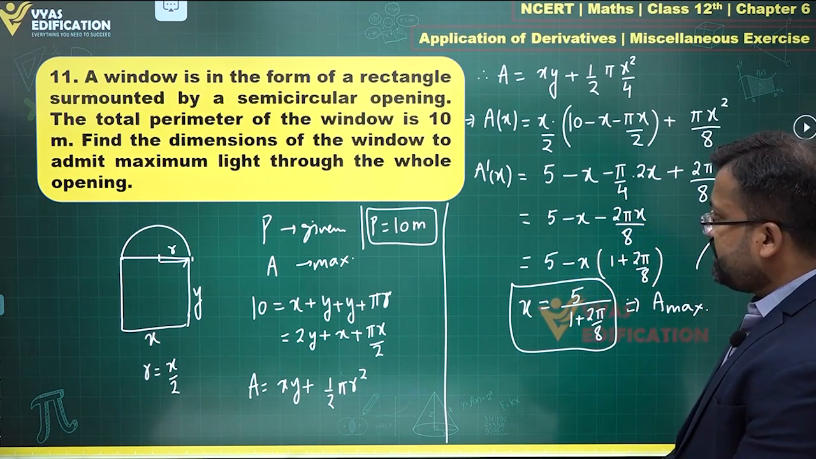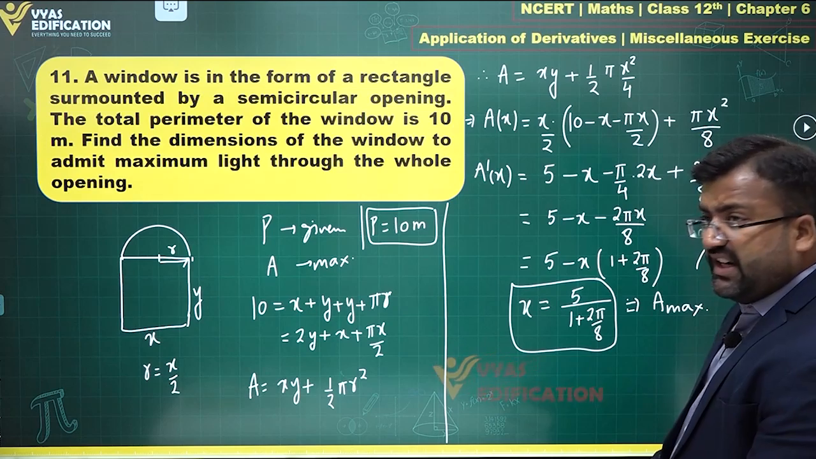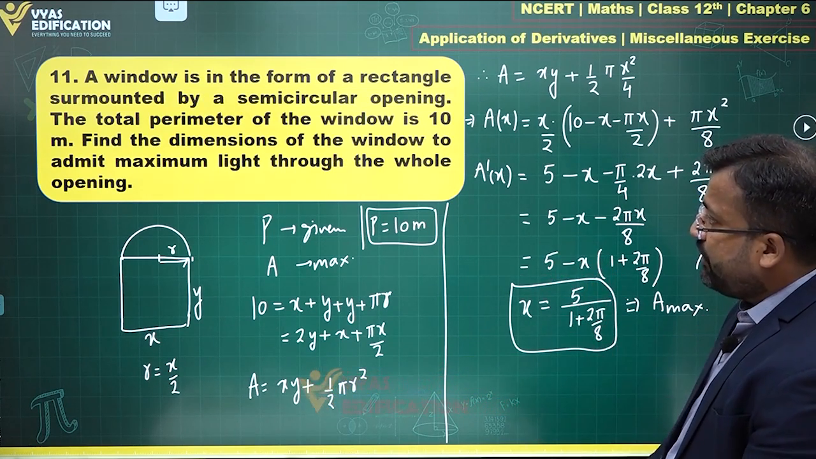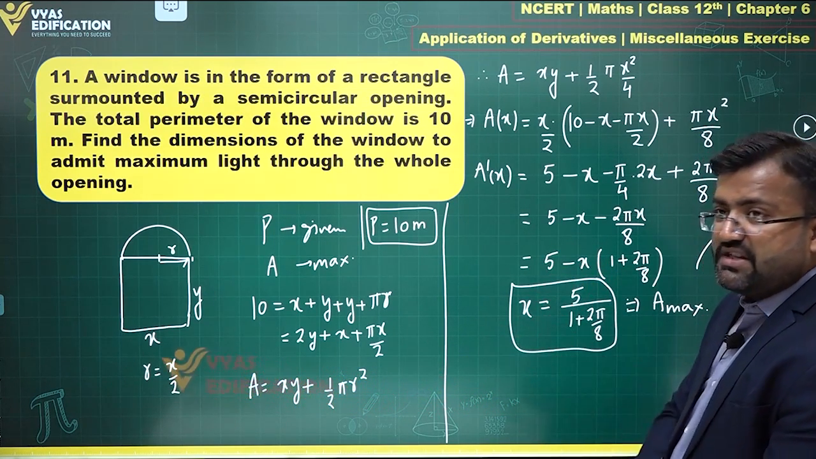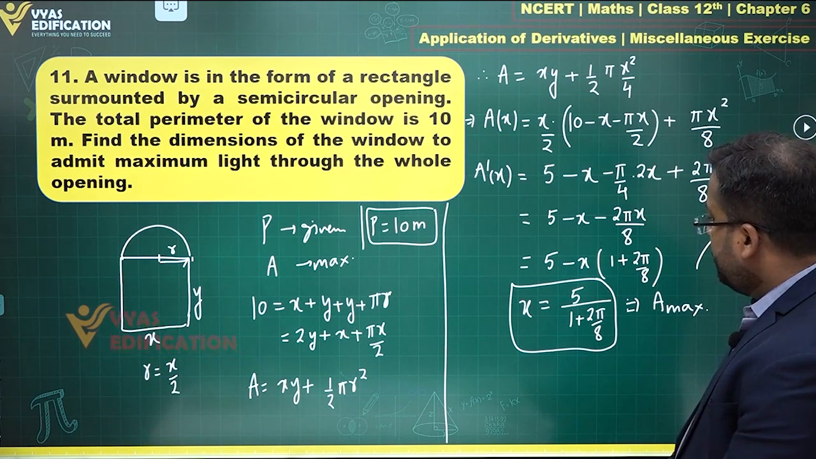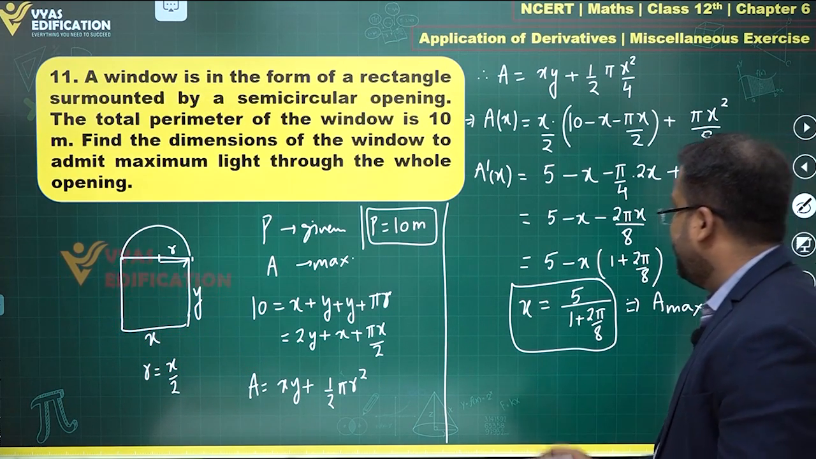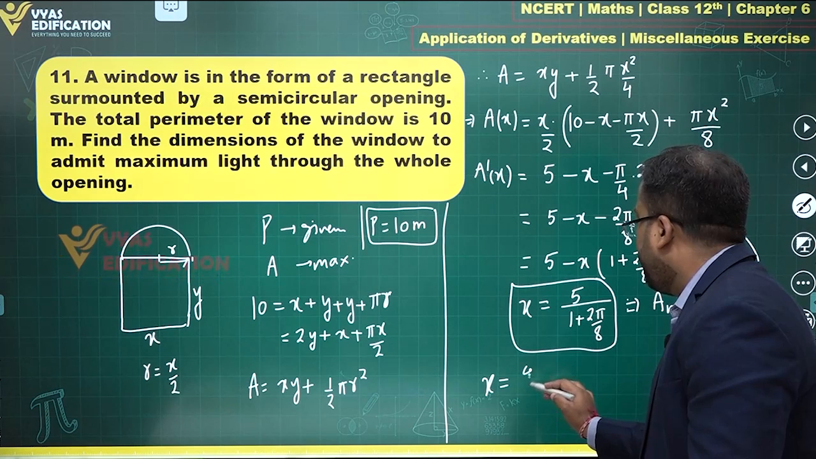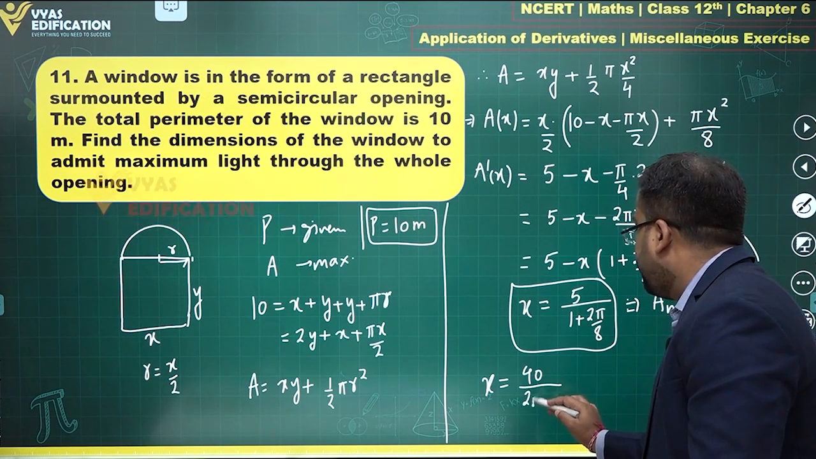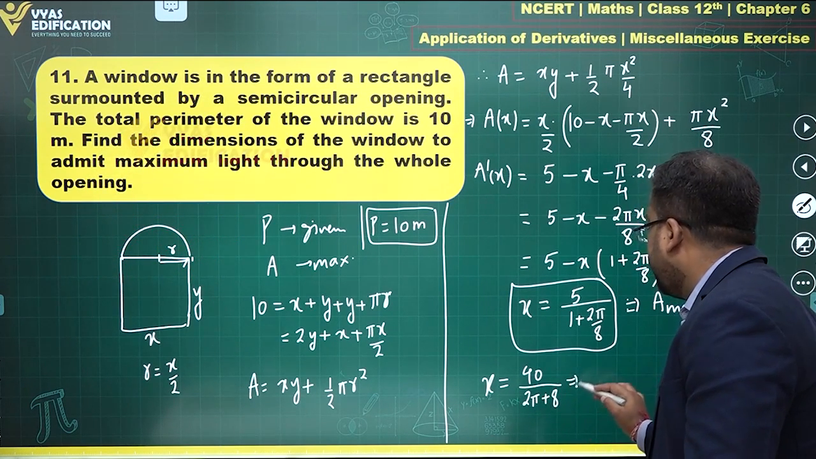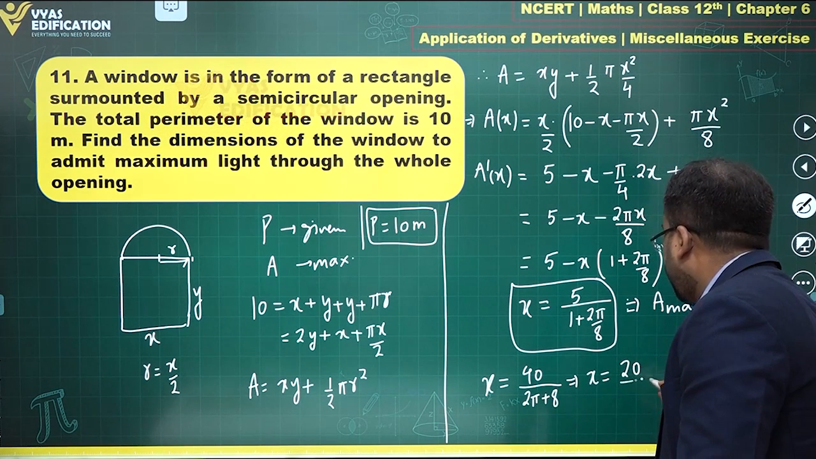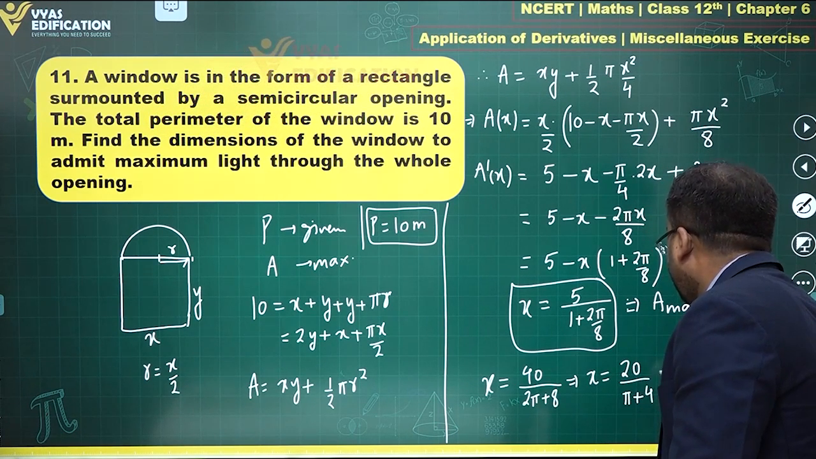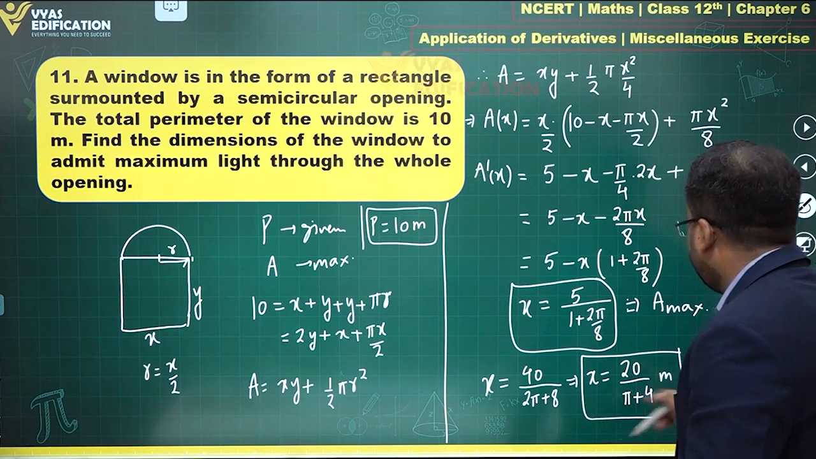Okay. So dimensions of the window would imply that you need the width of the rectangular part, you need the height of that rectangular part, and corresponding to it, you'll have a semicircular part over there. So x is obtained. Right, x is equal to 40 over 2 pi plus 8, or you can say that x is equal to 20 upon pi plus 4 meters. This is x. That's the width.